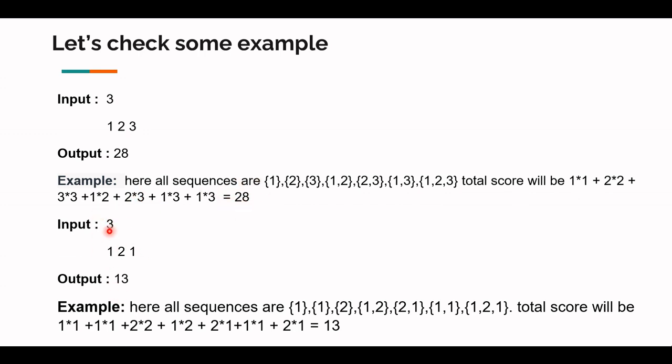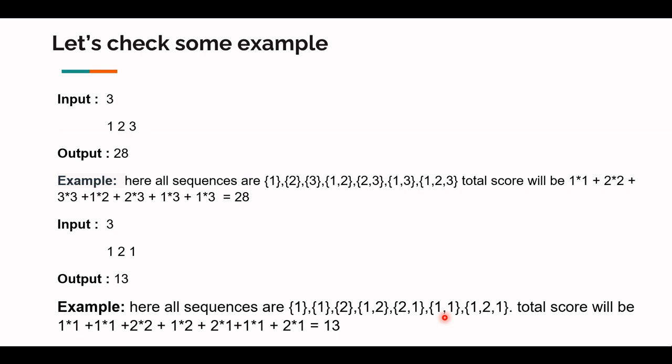Next, we have an example where repetition was there. Here it is 1 2 1, and there are two subsequences having 1, so we can't take only distinct values, because that is not mentioned. So 1 we are taking two times. The subsequences are 1, 2, 2, 1, 1, 1, 1, 2, 1, and the score will be 13. So I guess the idea of the question is clear to you, what we actually want to do.